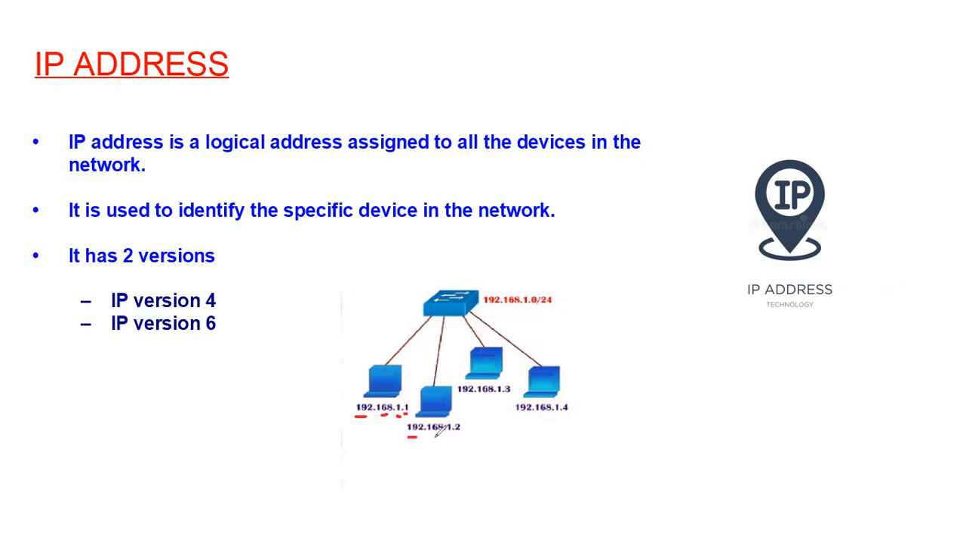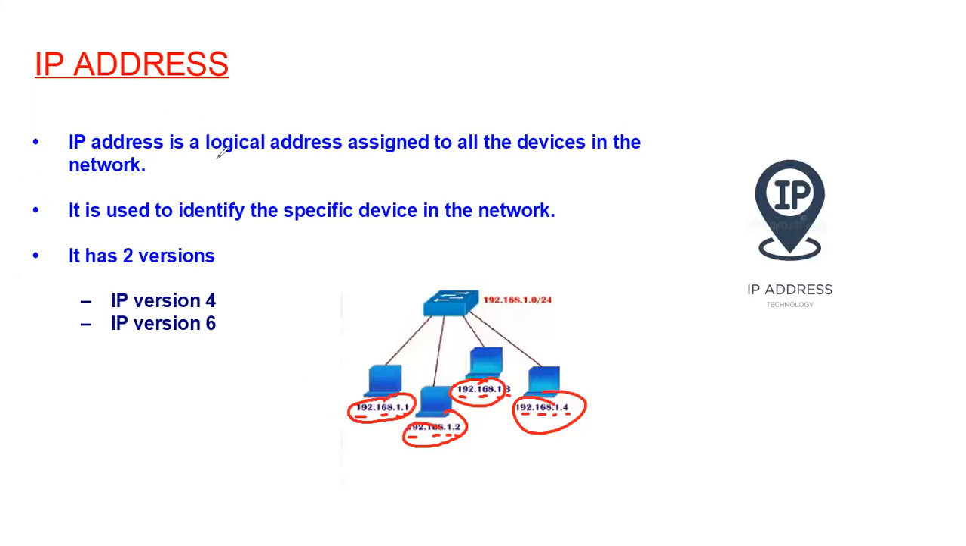192.168.1.1, 192.168.1.2, 192.168.1.3, 192.168.1.4. These are the IP addresses assigned to each device. Then only they will communicate with each other.